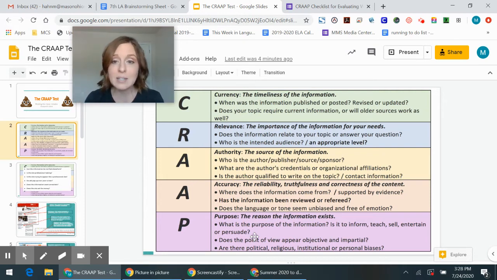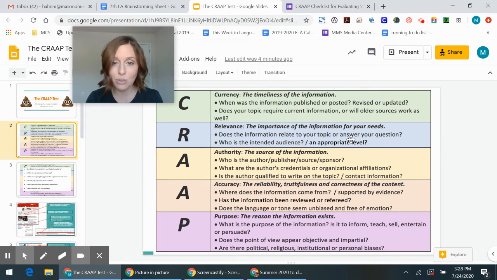Relevancy, that means the importance of the information for your needs. So, does the information relate to your topic or answer your questions? Who's the intended audience? So, am I researching something that really is designed for teens? And does this website focus on that target audience?